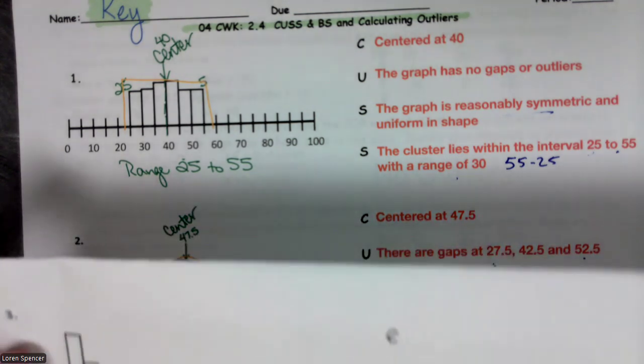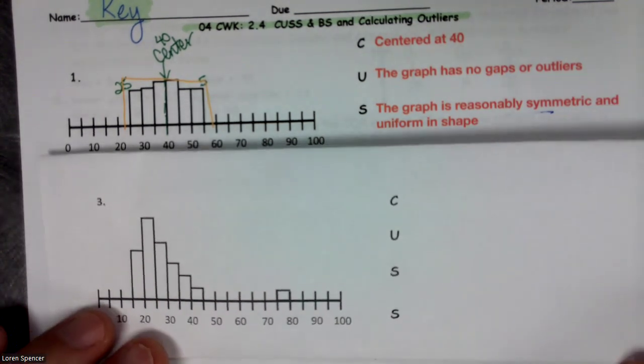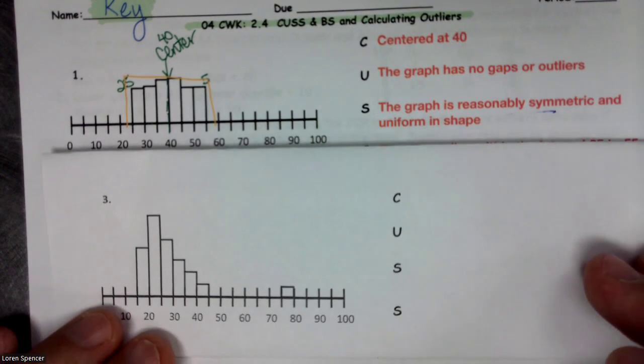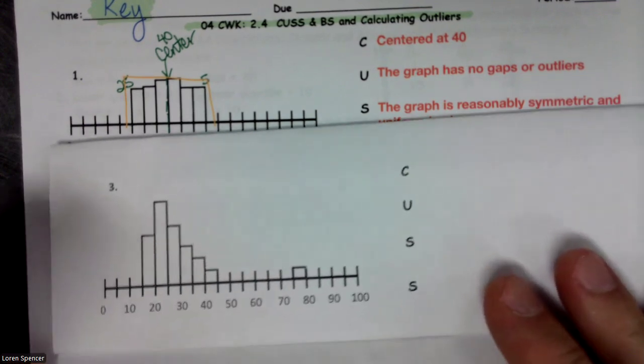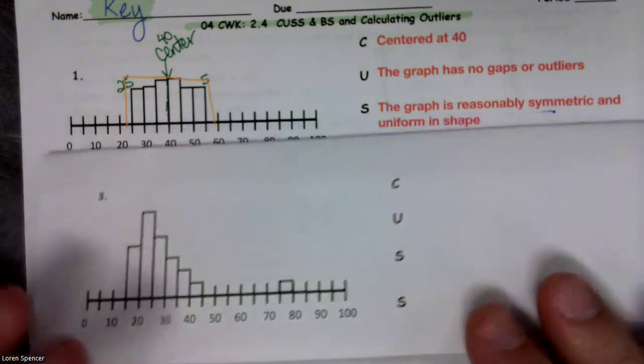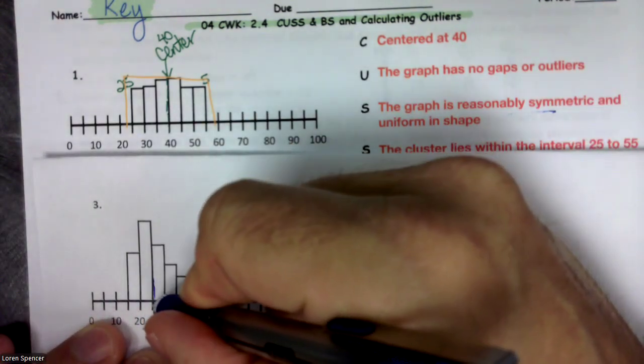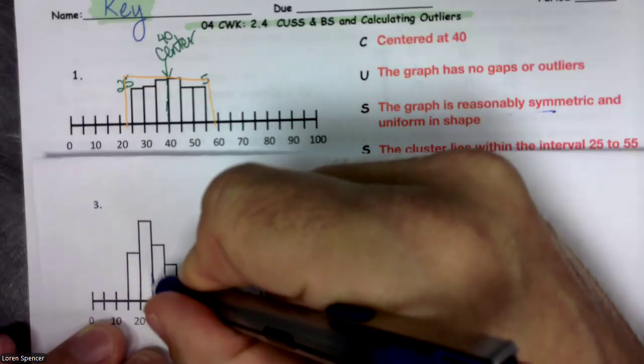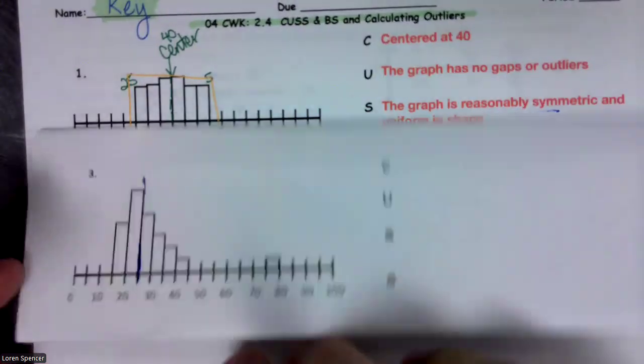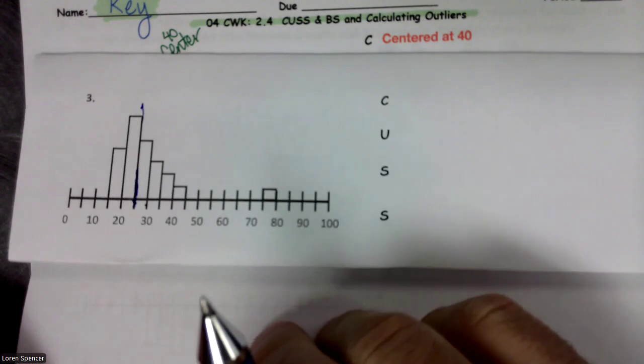All right, moving on to number 3. Number 3 is going to be pretty difficult to figure out where the center is, and we just have to estimate it. So I'm going to say that the center is probably between 25 and 30, maybe at 25. So it's about there.